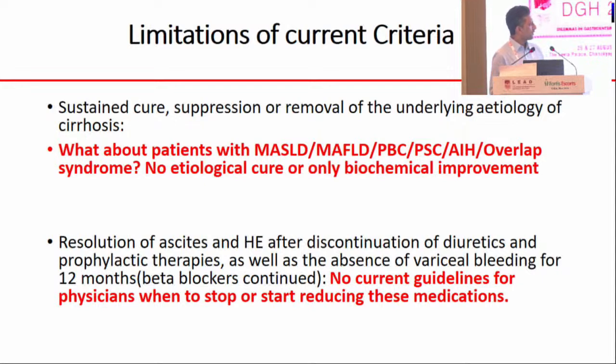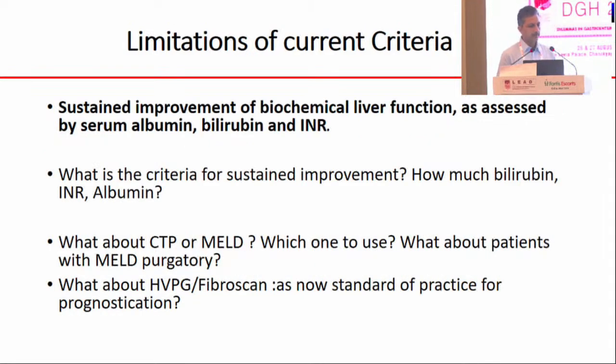Second is resolution of ascites and HE after discontinuation of diuretics. But we all know that in our clinical practice, everybody has his own criteria to stop the diuretics. Sometimes we write to take diuretics once a week, sometimes twice a week. So there are different criteria, and we do not have uniformity on when to stop diuretics. This has not been given in the criteria. The third one is sustained improvement in biochemical liver function assessed by albumin, bilirubin and INR. But what does sustained improvement mean? What is the cutoff? Do I say bilirubin less than 1, or bilirubin less than 3? How much is the bilirubin? How much is the INR? How much is the albumin?